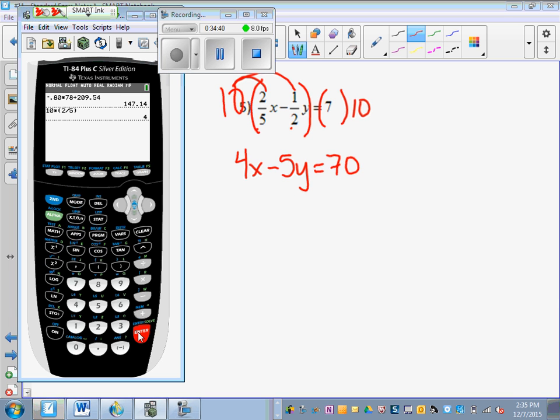Is my leading coefficient positive? Yes. Do I have fractions or decimals? No. It's easier.